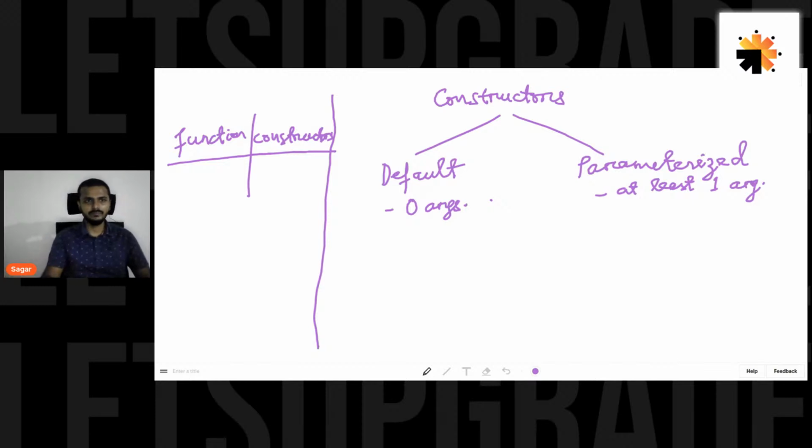What are the differences? Function can have any name, right? But the name of constructor has to match the name of class. Okay, function may have a return type, constructor cannot have a return type. There's a difference. You may have the return type, you may not have a return type, but constructor strictly cannot have a return type, right? Not even void. Function may have a return keyword depending upon the return type. Constructor cannot have a return keyword, right?